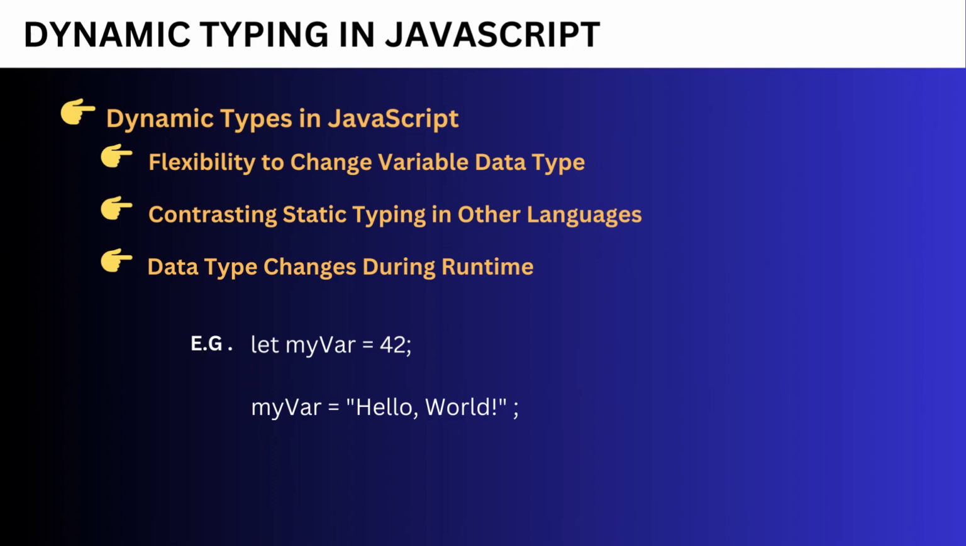Now I want to show you some examples of dynamic typing. Here we have a variable, let myVariable is equal to 42. Here myVariable is a number, and then if we change the value and set myVariable equal to "hello world", now myVariable is a string. In this example, myVariable starts as a number and then changes to a string without any issues. This dynamic type behavior allows for flexibility in working with variables.